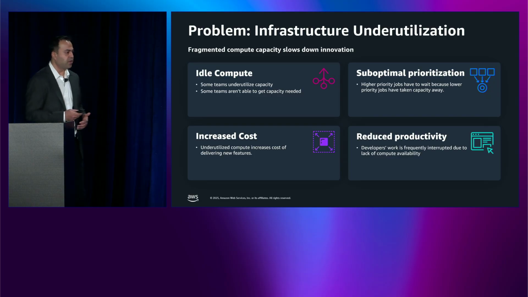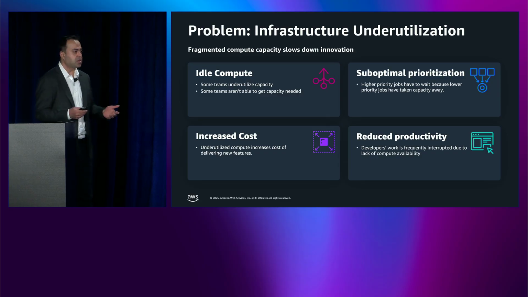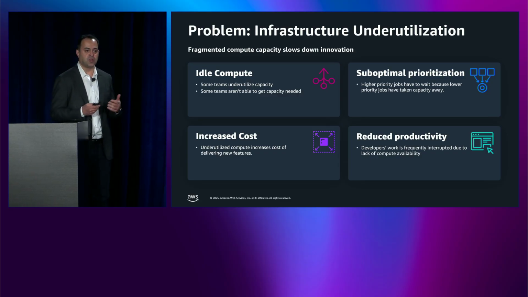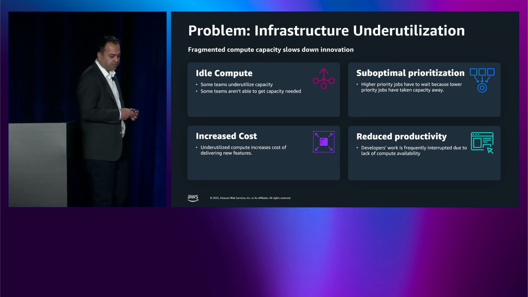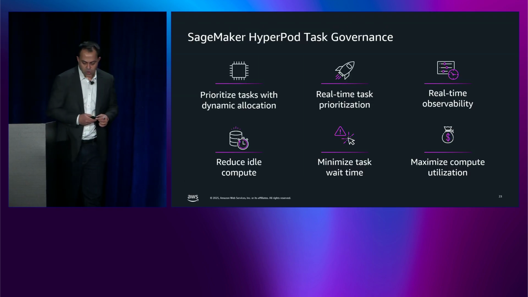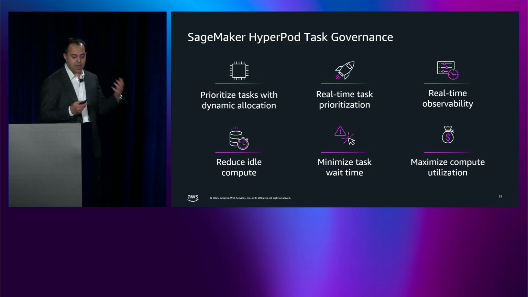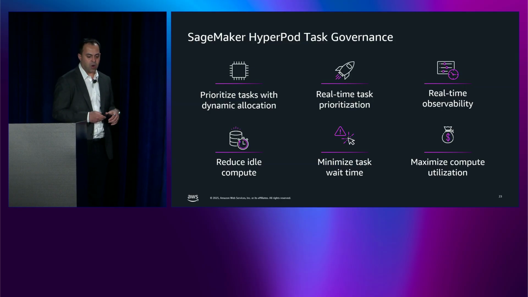This wastage also increases your cost and reduces productivity for your developers, because oftentimes they're waiting for infrastructure availability rather than being able to make progress. So we've solved this in SageMaker through Hyperpod task governance, which automatically runs your jobs according to their priority. And you can also adjust these priorities in real time.